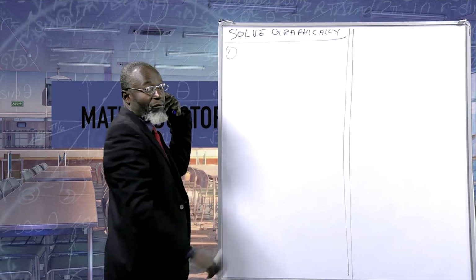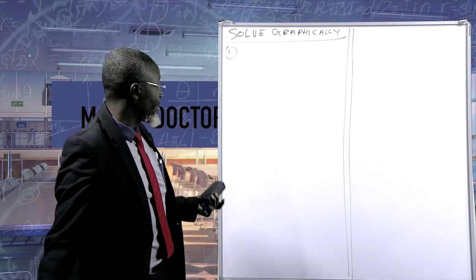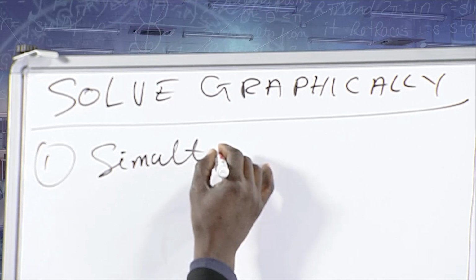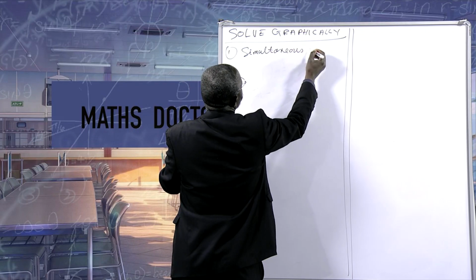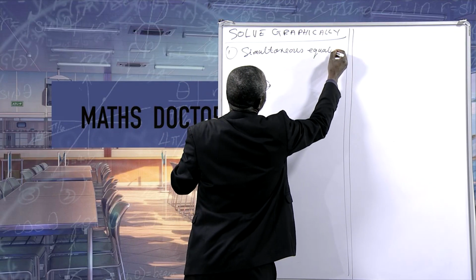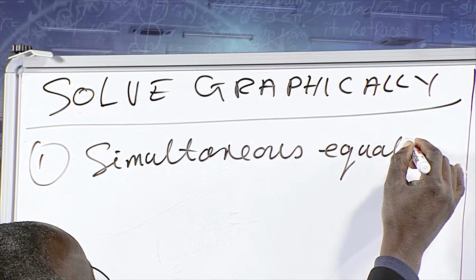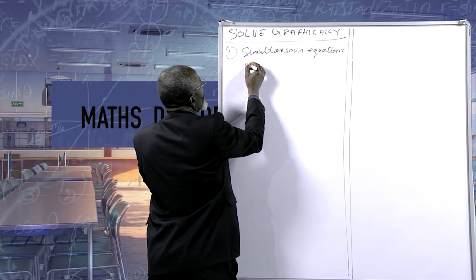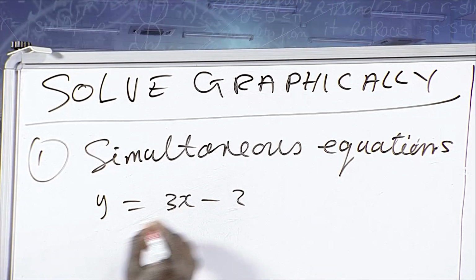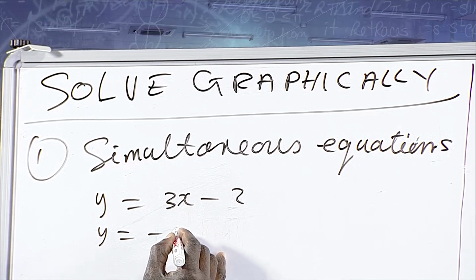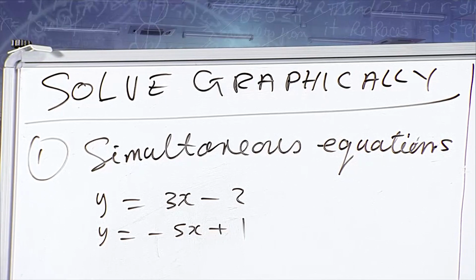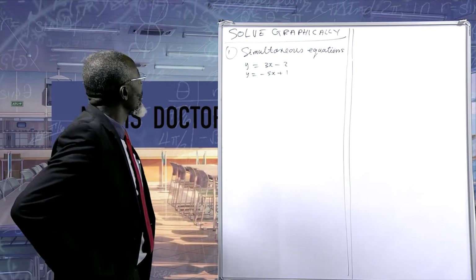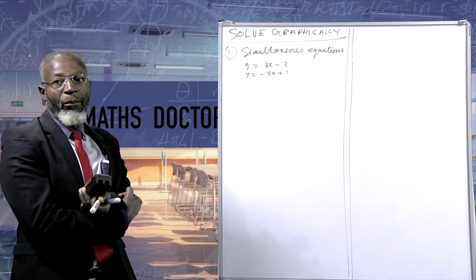I want to start off with solving simultaneous equations. Number one, simultaneous equations. All right, for example, we can say solve y is equal to 3x minus 2 and y is equal to minus 5x plus 1. For example, just solving that simple equation graphically. Solve graphically. How do we go about it?